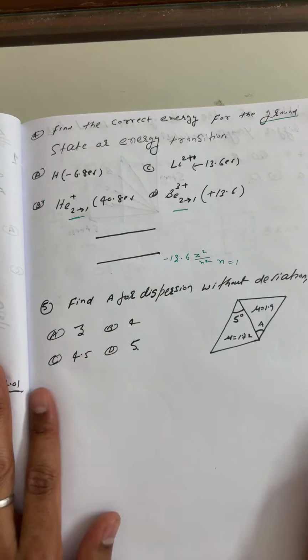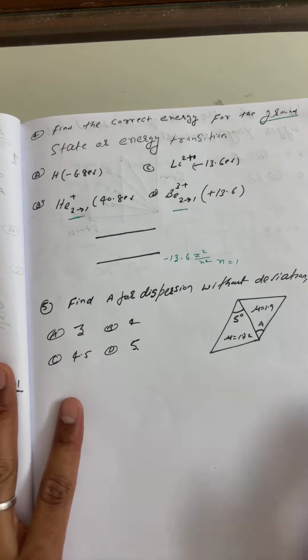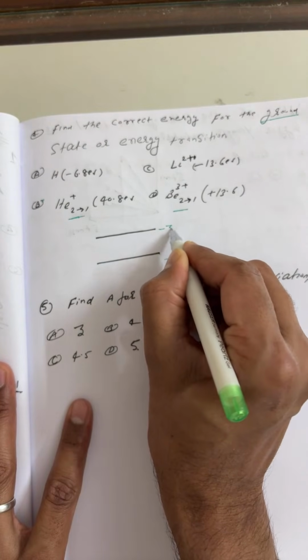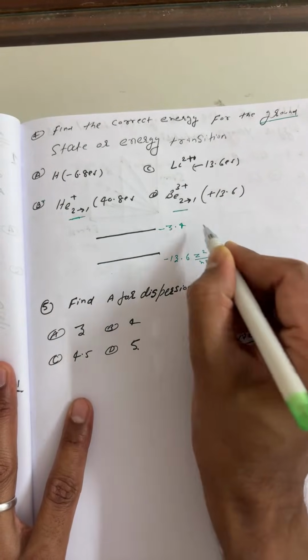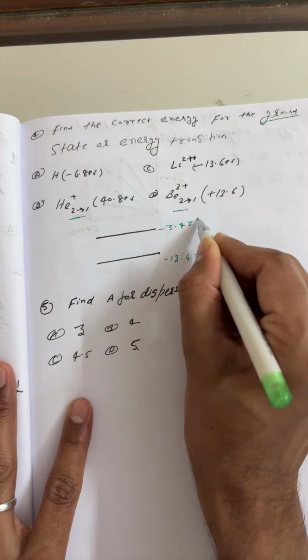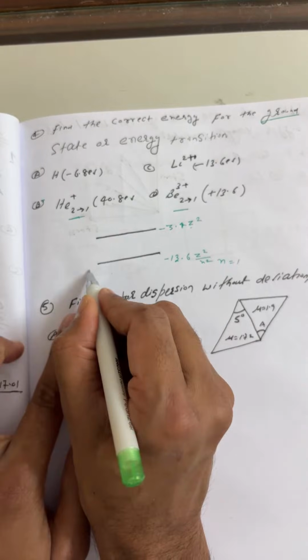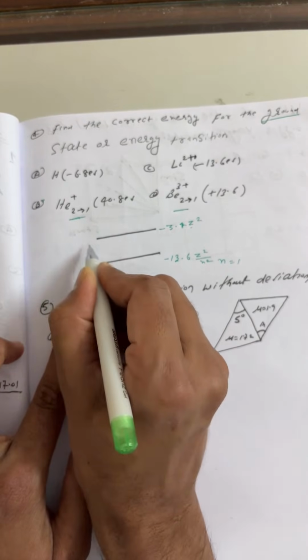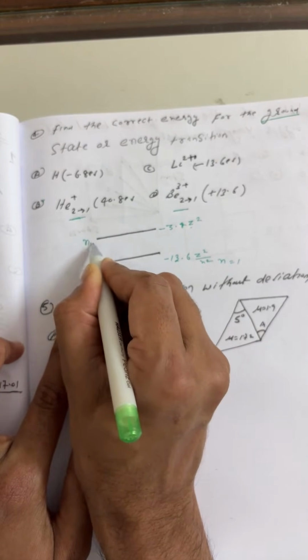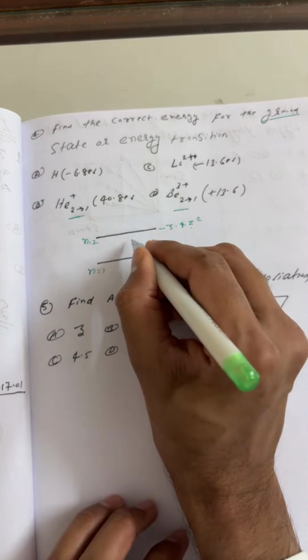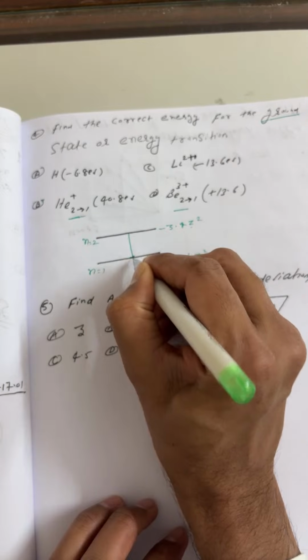Okay, you're welcome students. Now this is basically minus 13.6, and Z square, which is 2 here. This is n equals 1, and this is n equals 2. Finally, we'll subtract. What is the energy difference over here?